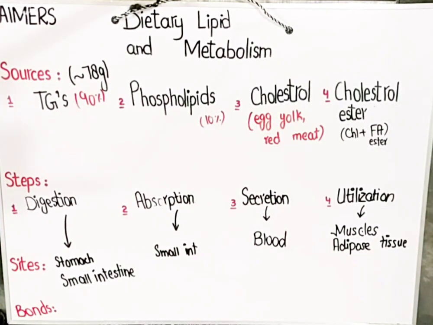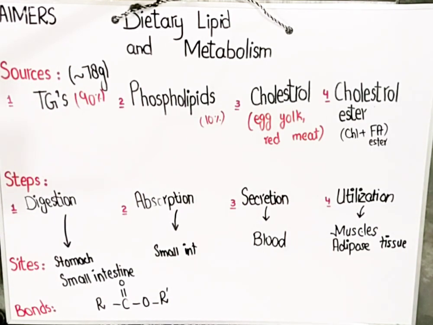Now be clear about some bonds which we will study in the whole lipid metabolism. The first and foremost important bond is the ester bond. So do remember what the ester bond is. I'm going to make the ester bond over here. It is carbon, double bond oxygen, then we have R, and here we have O and then R. Please do memorize this bond. This is an ester bond, and do remember specifically this is the ester bond.